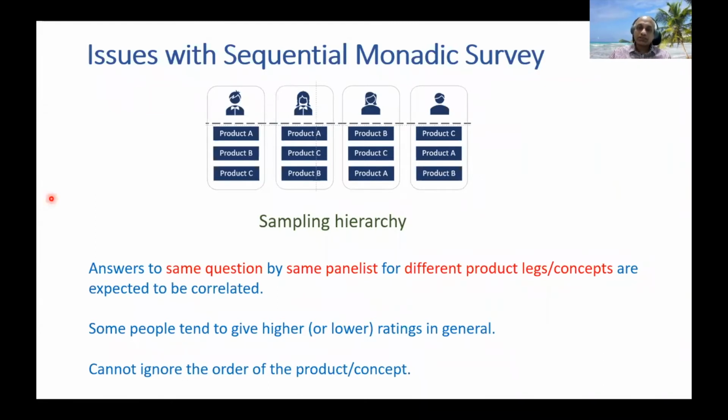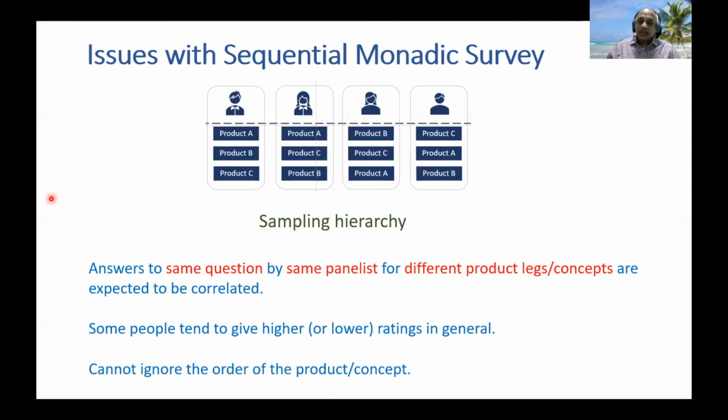Now we will talk about certain issues with sequential monadic survey design. The first one is sampling hierarchy. In real world, some panelists are more optimistic and nicer, and they tend to give higher rating than the average customers. Conversely, some panelists are inherently very strict and they have high bar, and they would normally give lower ratings for any products as compared to the average customers.